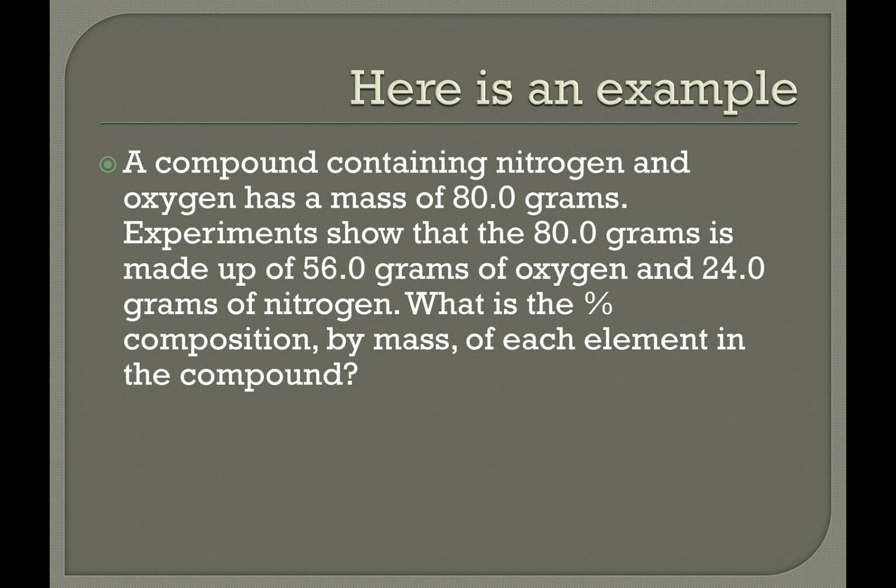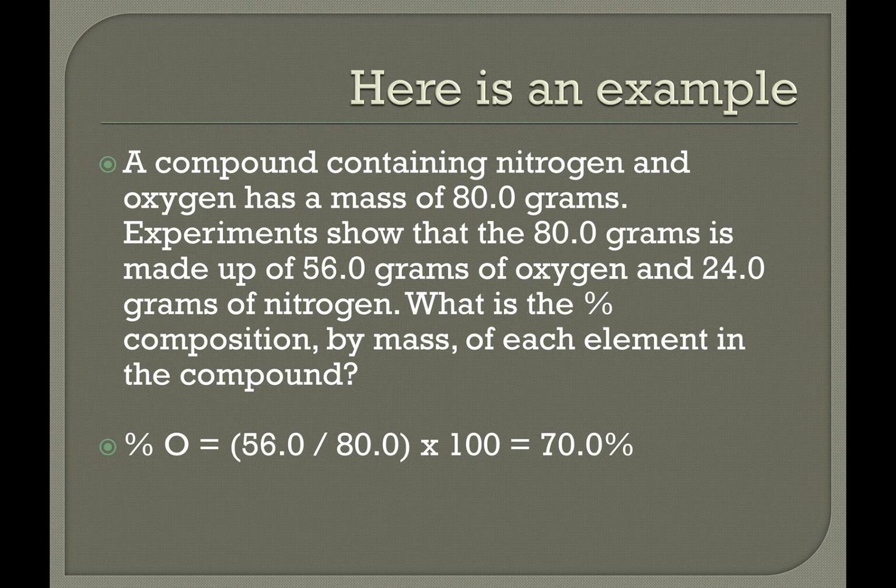Here's an example. The compound containing nitrogen and oxygen has a mass of 80 grams, 80 total. Experiments show that the 80 grams is made up of 56 grams of oxygen and 24 grams of nitrogen. What is the percent composition by mass, so we're dealing with mass here, of each element in the compound? So we take the whole, which the whole of the compound is 80 grams, that contains nitrogen and oxygen, and we can calculate each part.